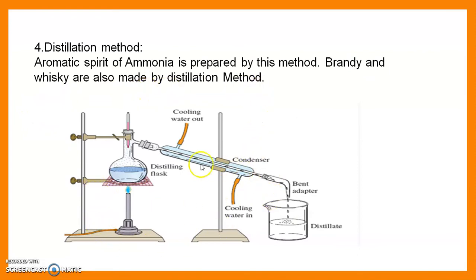This is the distillation assembly, in which there is a round bottom flask and a glass condenser. When we heat the solution, the vapors are evaporated, and then these vapors are condensed or cooled in the condenser, and lastly collected as the distillate, and here we get our distillate.